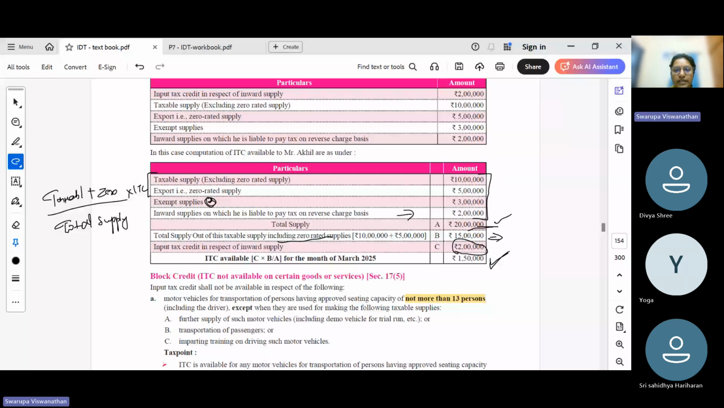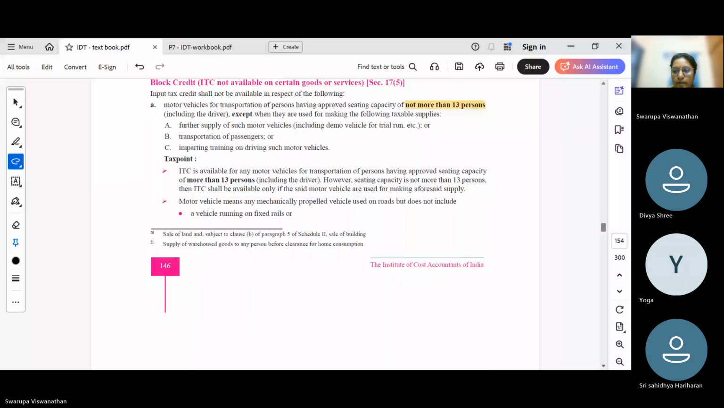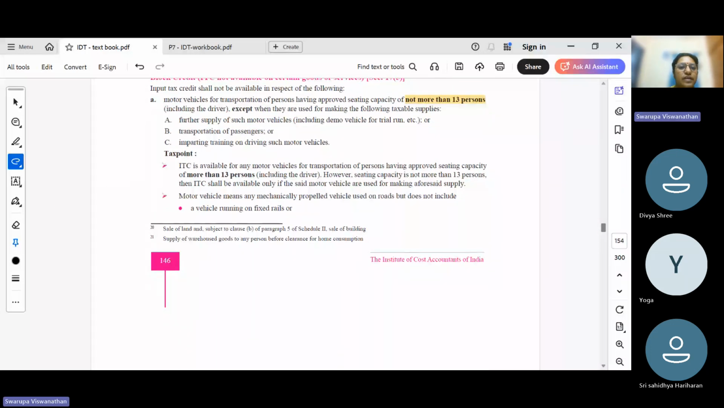Next, we come to blocked credit. Block credit, section 17(5). Block credit with respect to transportation of passengers in a motor vehicle having a seating capacity of less than 13 persons. Okay, it is blocked unless... So if I am purchasing a car for business purpose, the credit is blocked because the seating capacity is less than 13.